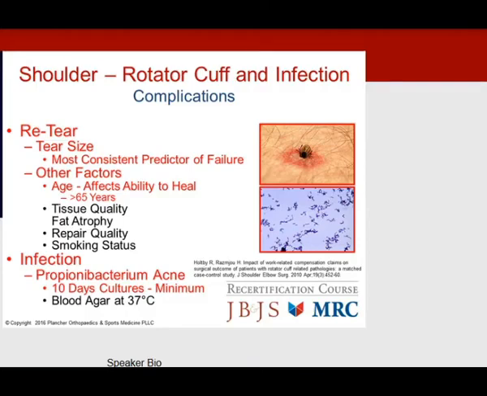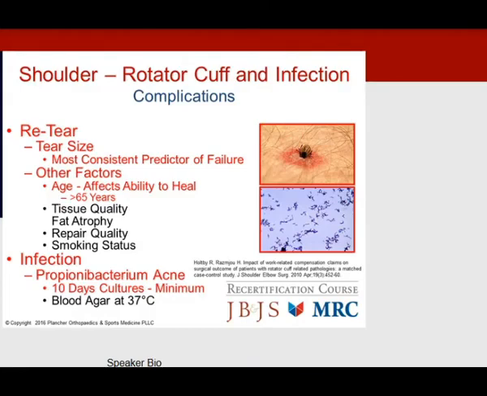Although there are other factors like age and the ability to heal, tissue quality, we spoke about fat atrophy, repair quality, and smoking status can absolutely affect the completion or the success of a repair of a rotator cuff.